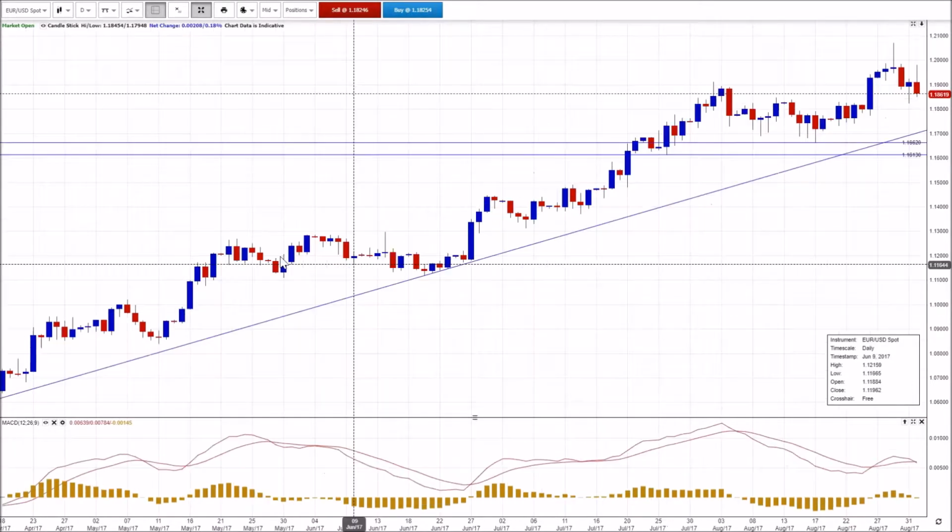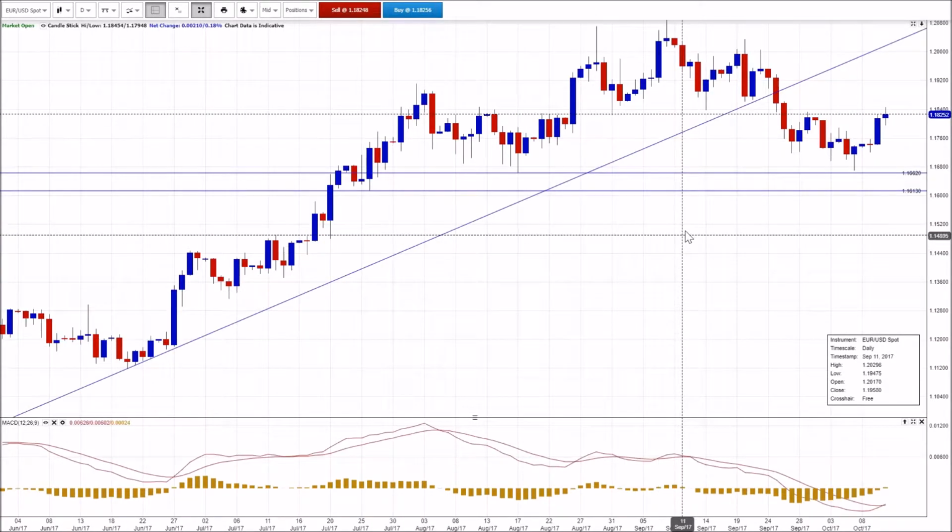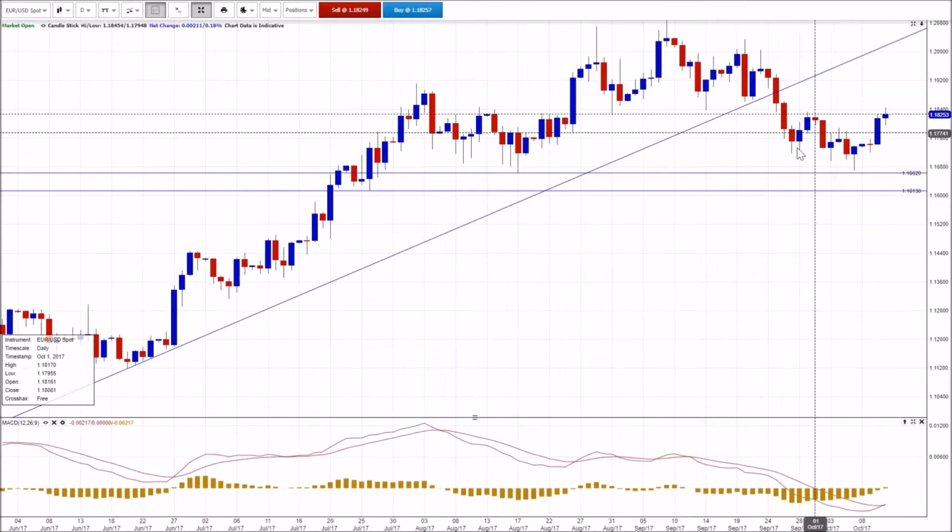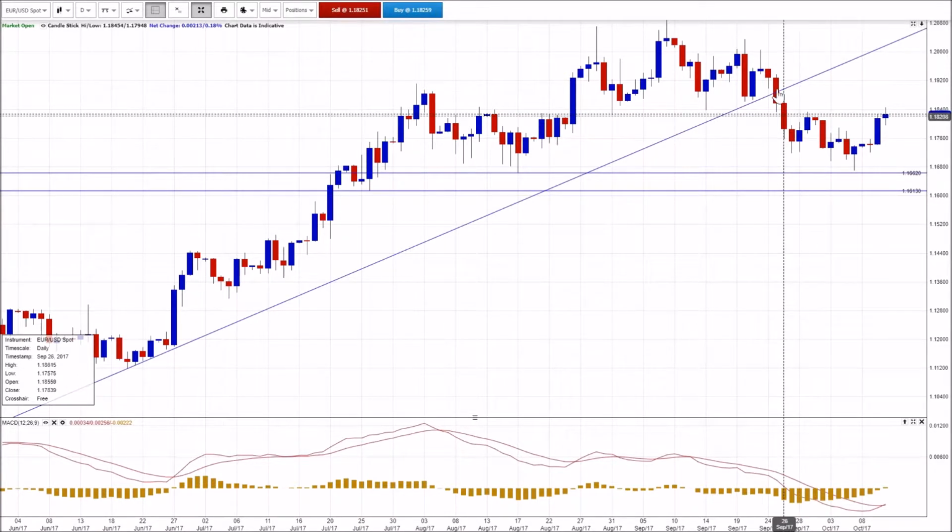And if we go to where we are now, just to prove it doesn't work all the time, here's an example that didn't work. The market sold off really heavily for three days, four days.